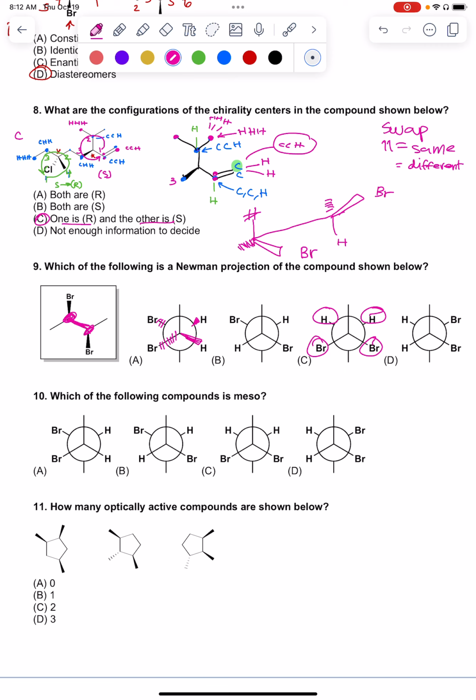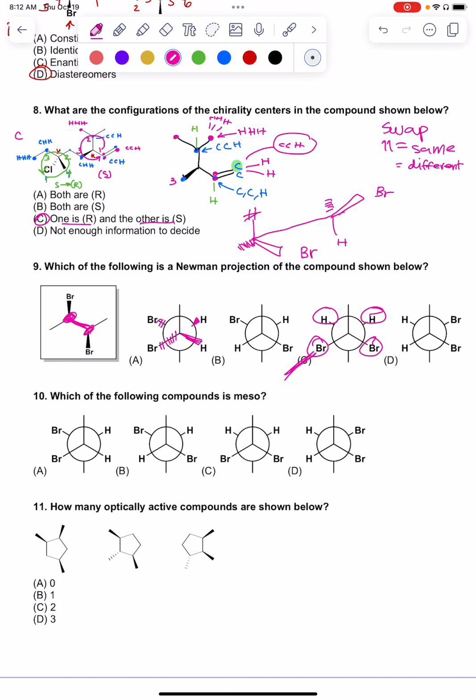And so this one just cannot be right. Here I've got a bromine and a hydrogen and a bromine. This one I'm going to look at a little bit harder.